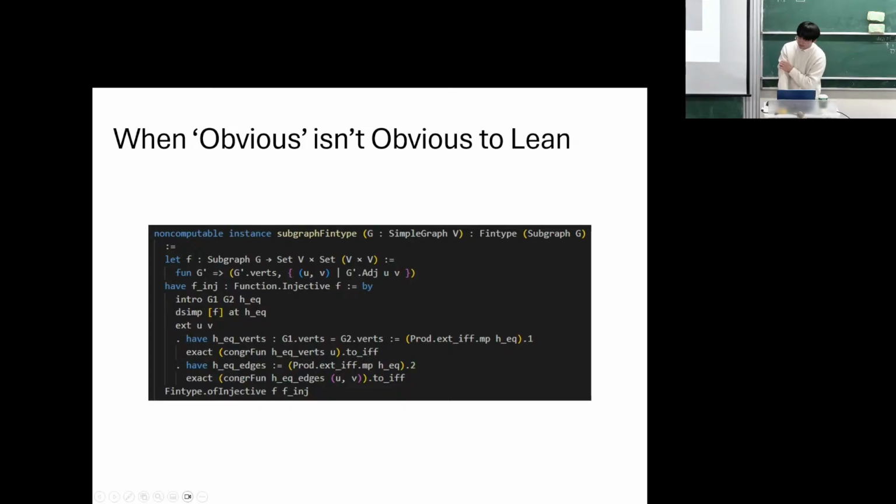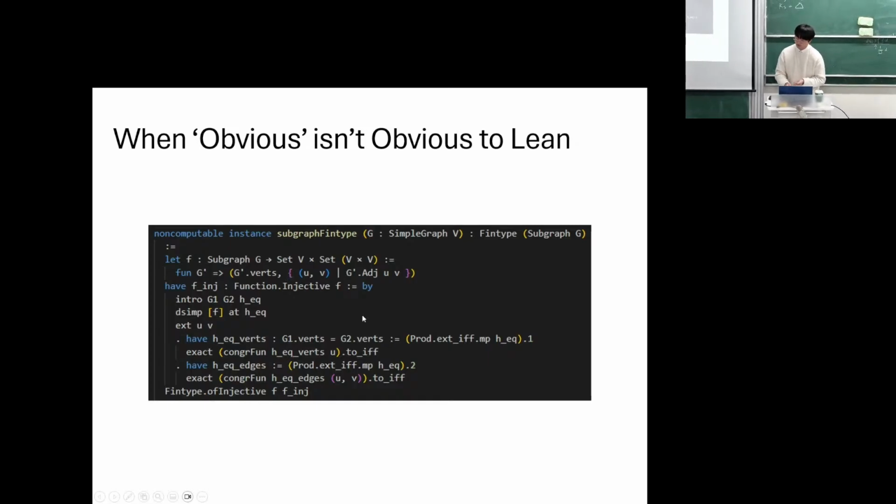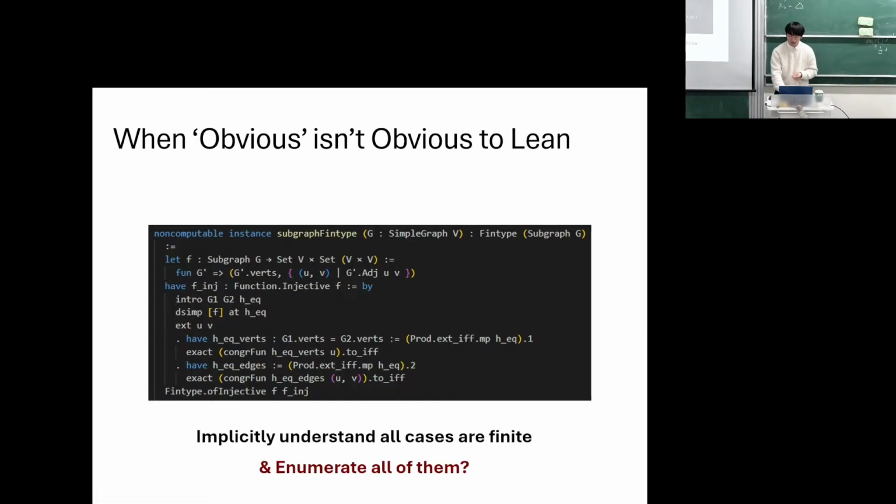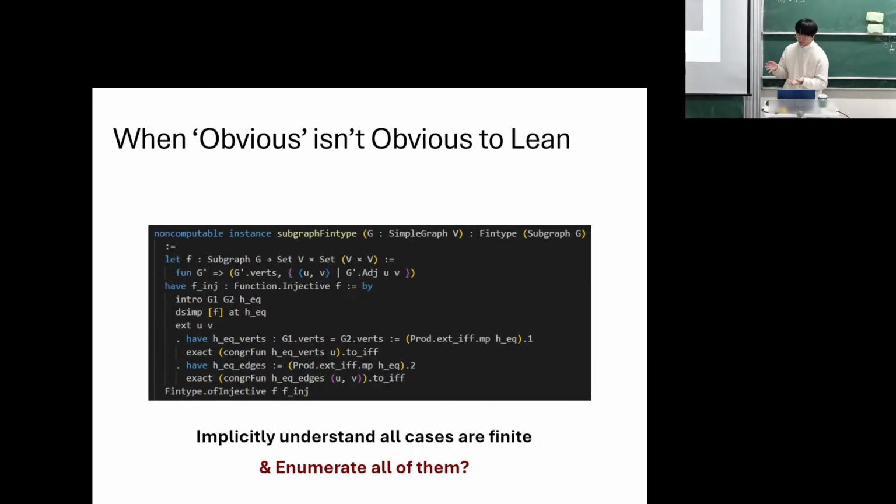In Lean, this proof can be written as follows. We define the natural injection f as follows, and then we prove that f is indeed an injective function. But the limit of this proof is that it tells us that the set of all subgraphs is finite, but it does not tell Lean how to enumerate all the subgraphs. For this reason, the definition is marked as non-computable.